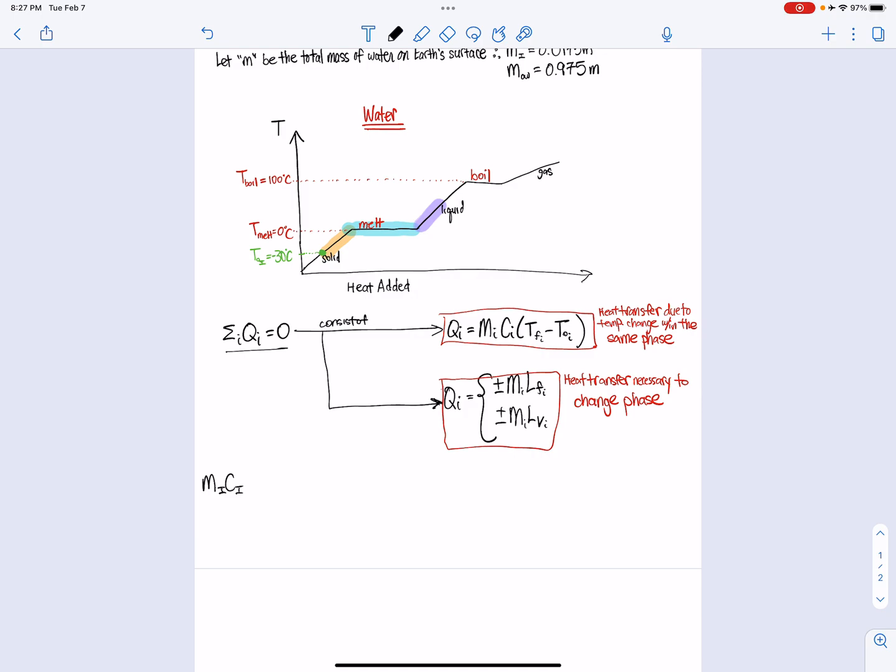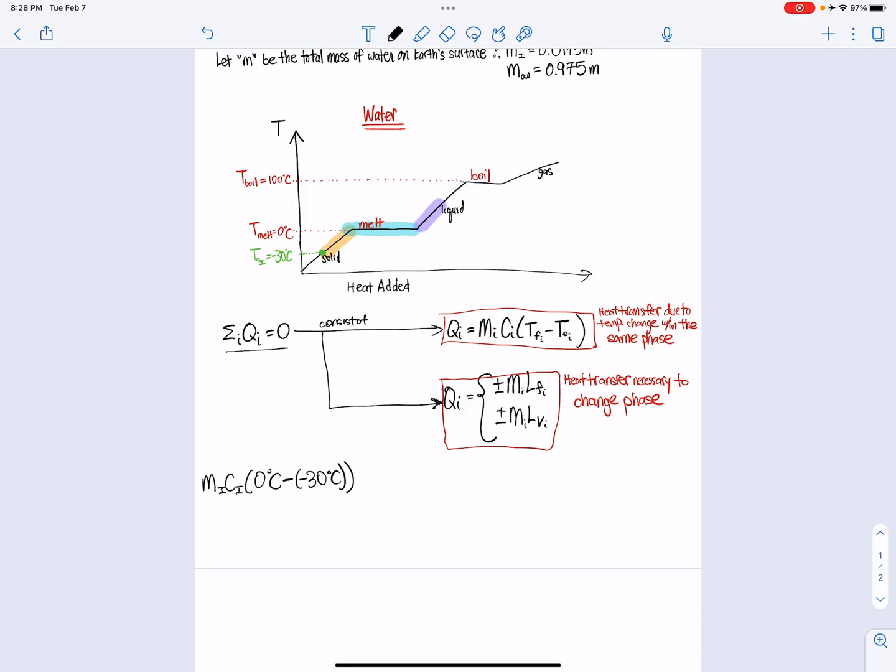So for ice, if it's within this solid region, the final temperature of the solid region would be the melting point, which is T equals 0 degrees Celsius. So that would be 0 degrees Celsius as the final temperature minus the initial temperature, which we know here is negative 30 degrees Celsius. So minus negative 30 degrees Celsius. Okay.